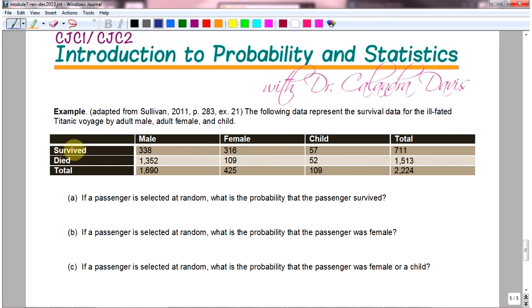Okay, so we see that our rows represent whether or not the person chosen survived based on male, female, or child, or if the person died. Okay, so for the first one, the probability we're looking for is that we have somebody who survived. Well, that's going to equal, we have a total of 711 out of the 2,224 that were on board, and this gives us approximately 0.320.